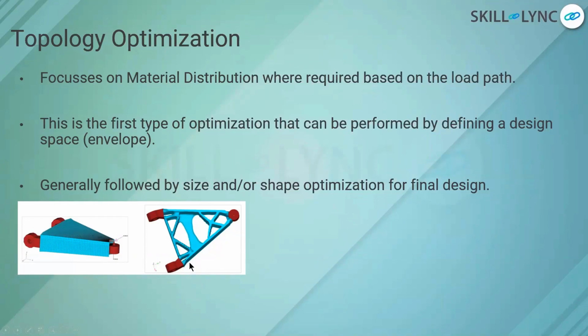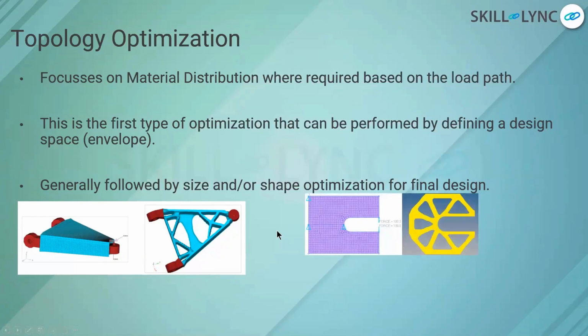So here is an example of topology optimization for a linkage, where you have the load transfer from one place to another place. As you can see, depending upon whether you are applying axial load, vertical load, or torsional loads, the shape can be optimized by distributing the material along the load path.